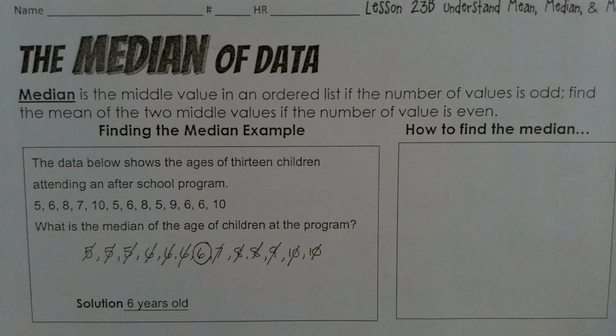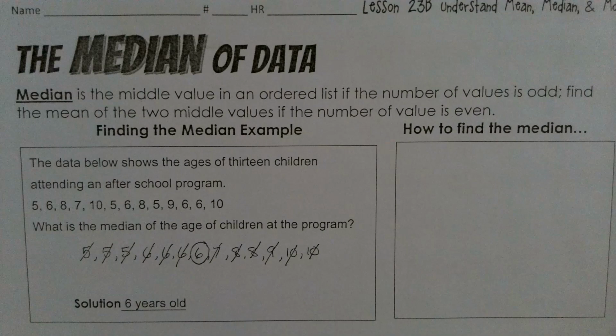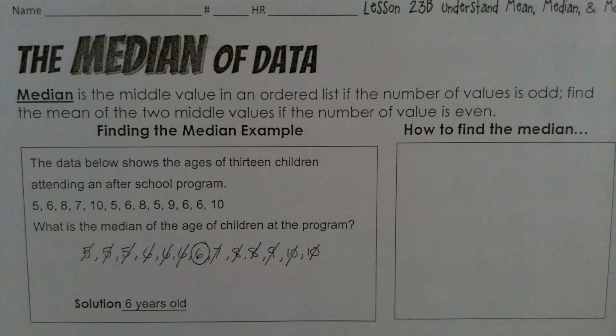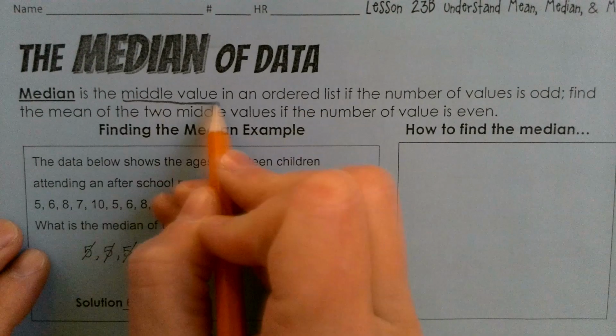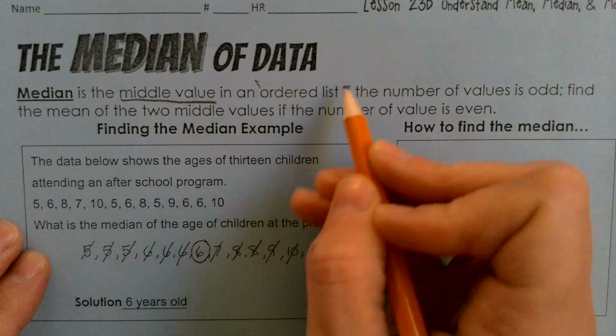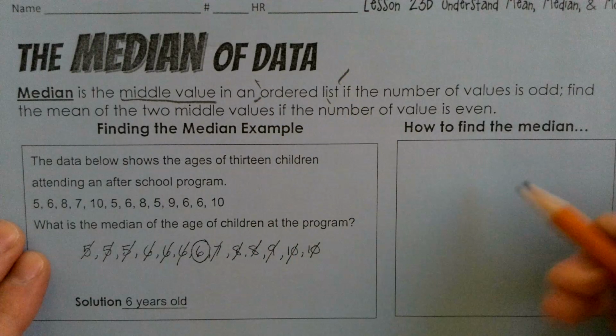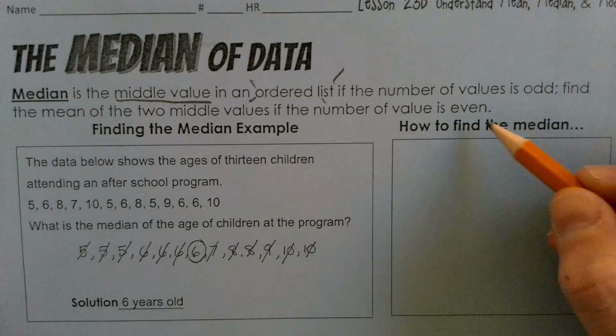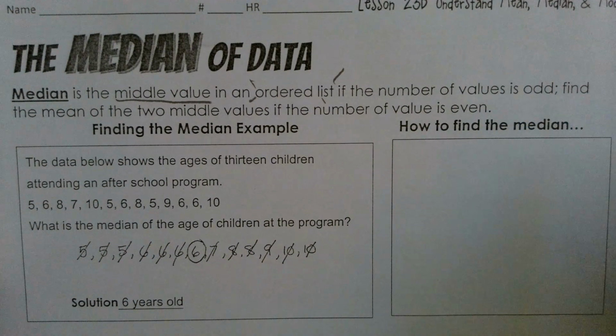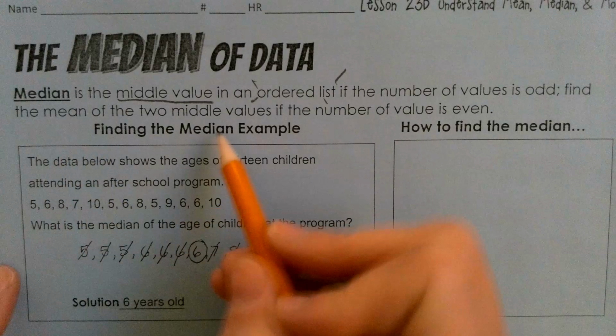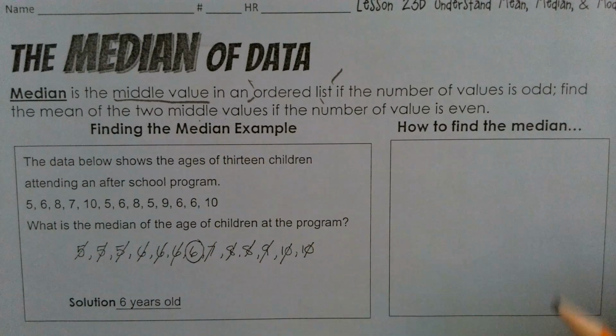So now that we've learned the mean of data and how to find it, we are now going to look at another way to analyze the center of data, and it's called the median. The median is the middle value in an ordered list, and if the number of values is even, you find the mean of the two middle values.